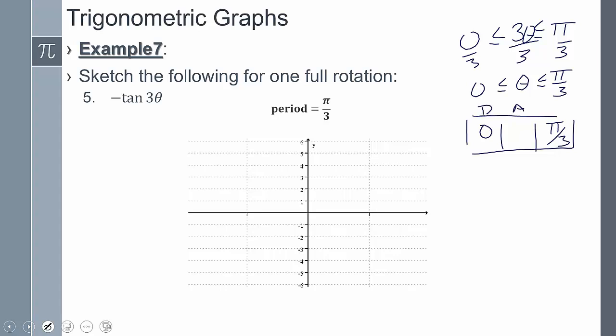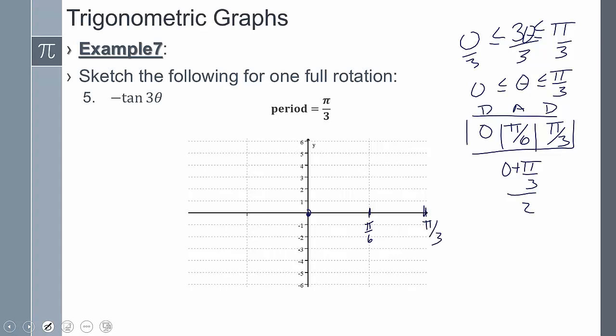Remember, dot, asymptote, dot. So to find that middle value, add them together, divide by 2 because it's in the middle. So you get pi 6. And so I know that this right here is going to be 0. I know it's going to be pi 6. I know that this is going to be pi thirds.